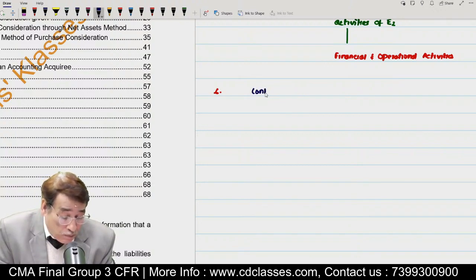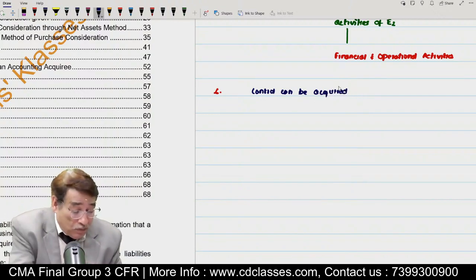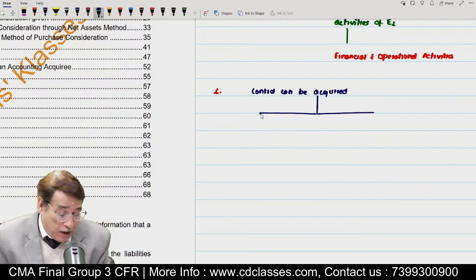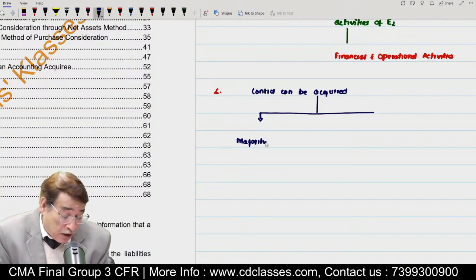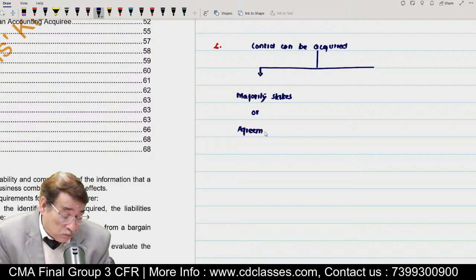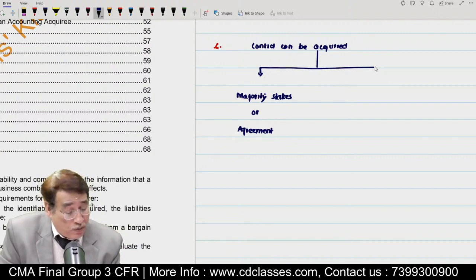Please write also, control can be acquired. We have seen now that control can be acquired either through majority stakes. In the preceding point, control can be acquired through majority stakes. If we have the majority stakes, we will have the control. Control can also be acquired through agreement. We have also seen that. Control can also be acquired in another manner, and I will let you know about that in a short while.